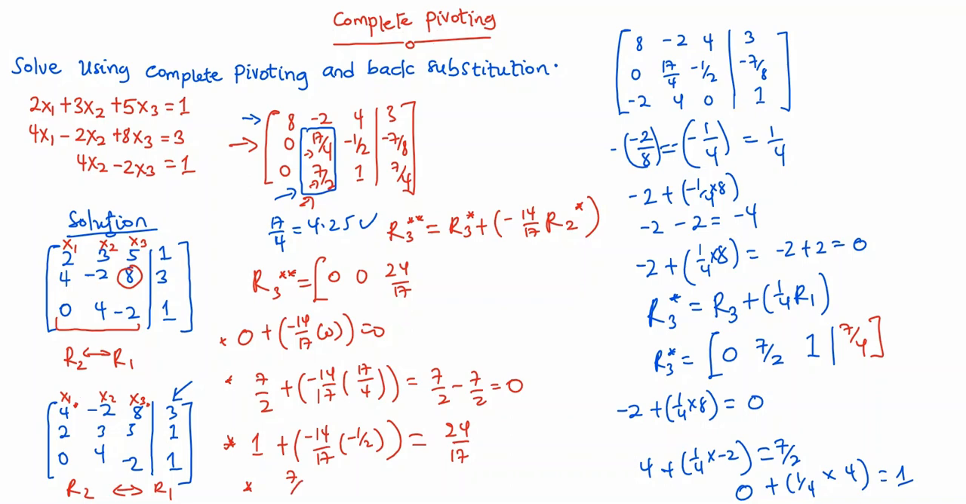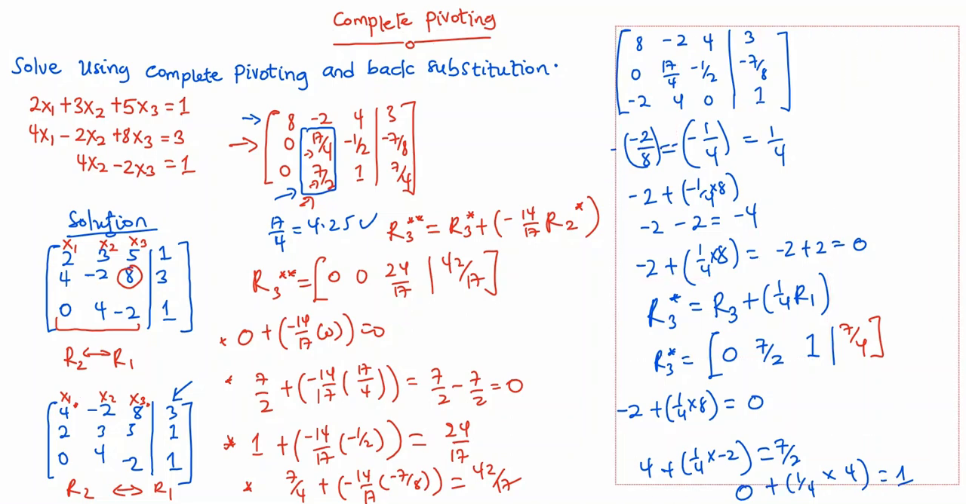So now let's look at our last entry. We're going to have 7 on 4 plus minus 14 on 17, multiplying minus 7 on 8. So let's see what you're going to get for that. 7 on 4 plus minus 14 on 17, multiplying minus 7 on 8. So that gives us a value of 42 on 17. So that's our last entry, 42 on 17.